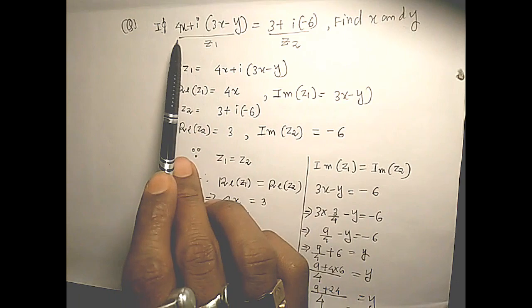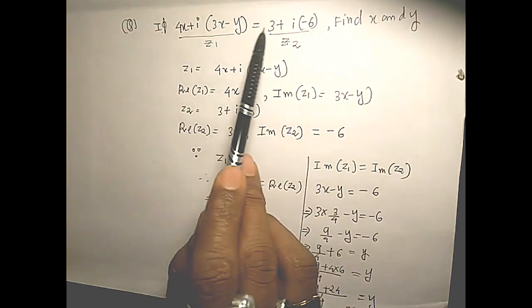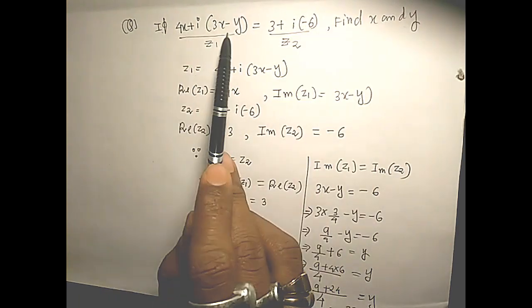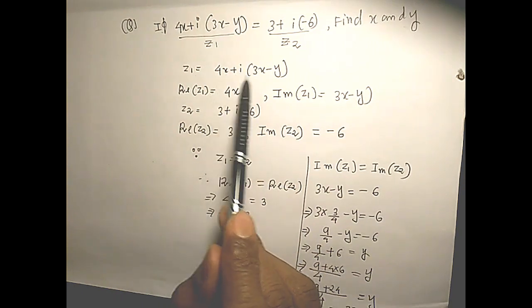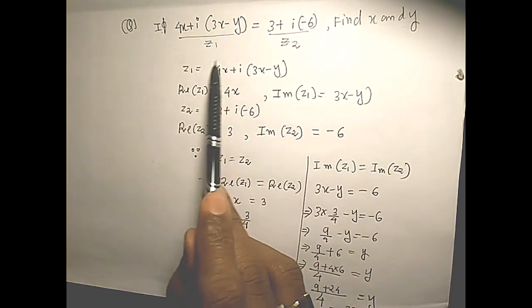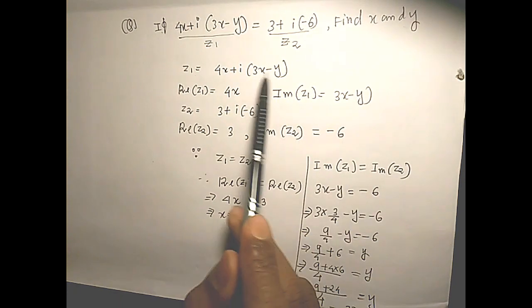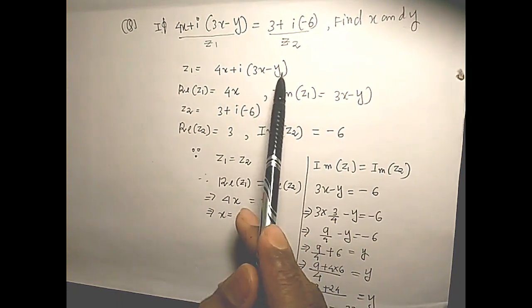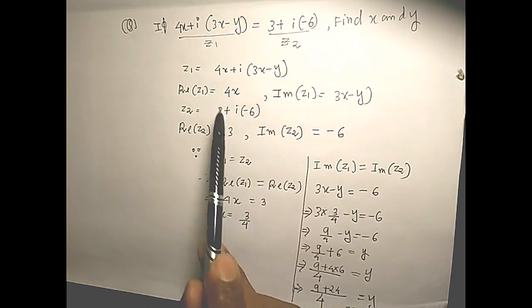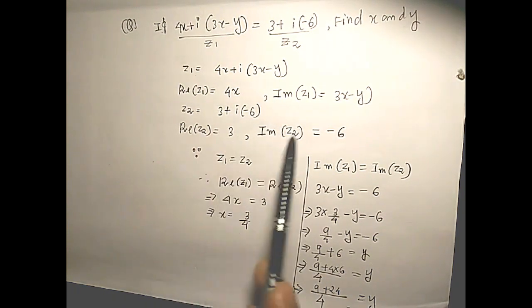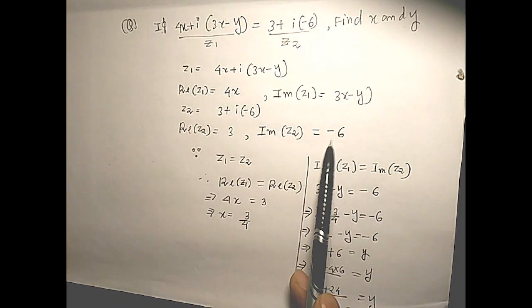So this is one of the important questions. In this case, z1 and z2 are equal. We need to find the value of x and y. So in z1, we consider z1 as 4x plus i(3x minus y). Real part is 4x, imaginary part is 3x minus y. z2 is 3 plus i(minus 6), real part 3, imaginary part minus 6.